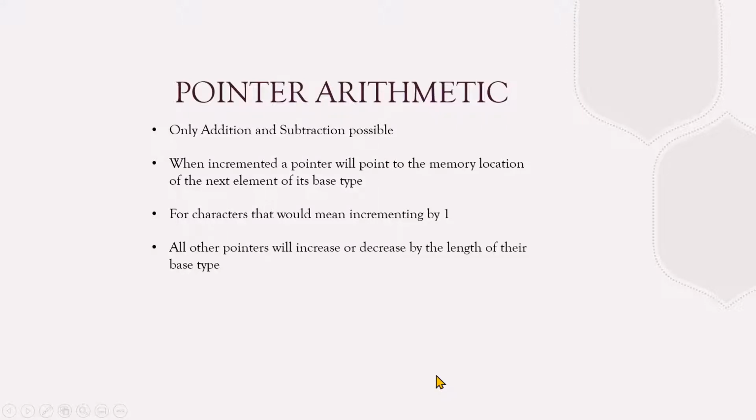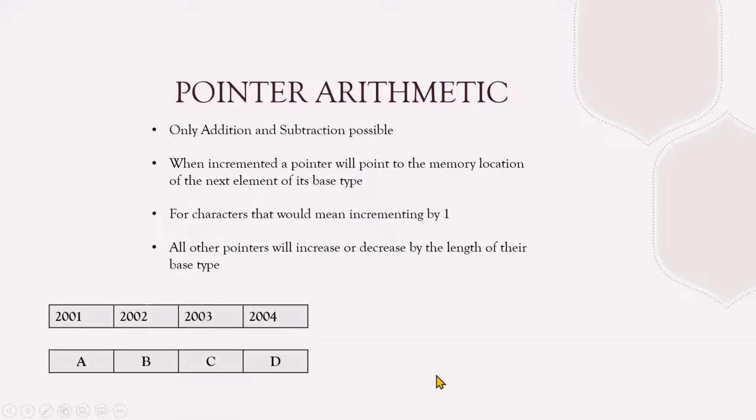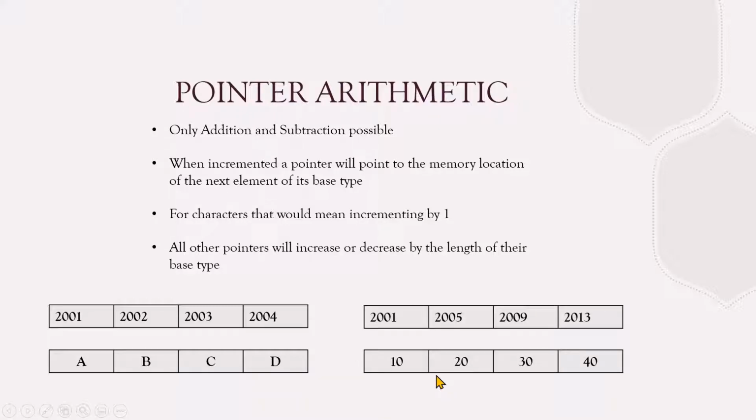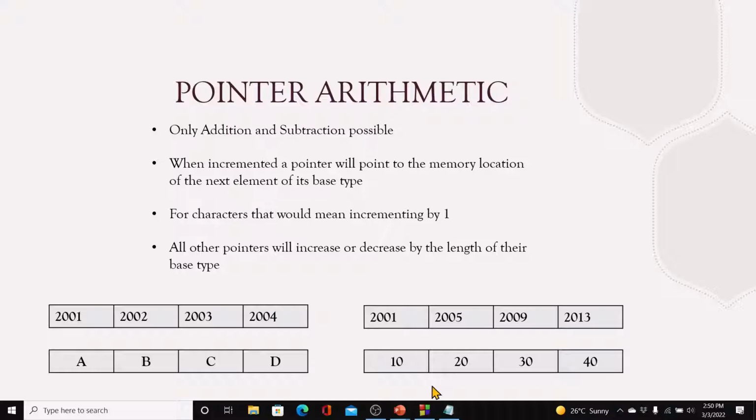But for all other pointers, the increment or decrement will depend on the size of their base type. So just to show you visually what that means, if I have characters A, B, C, D, then incrementing a pointer, PTR++, for example, would go from 2001 to 2002, 2003, etc. Whereas with integers, the pointer would move from 2001 to 2005, 2009, right? Because each integer has a size of 4 bytes. Right, so let's go and look at some code.